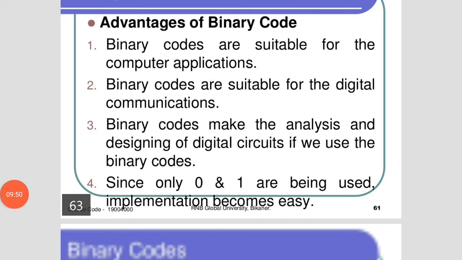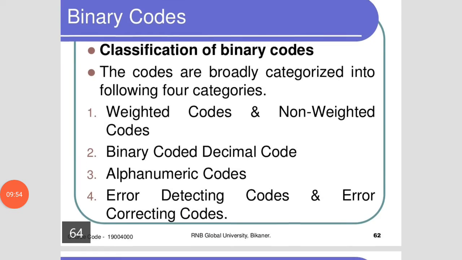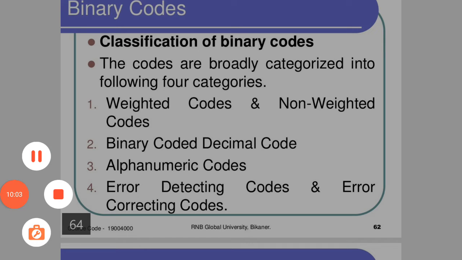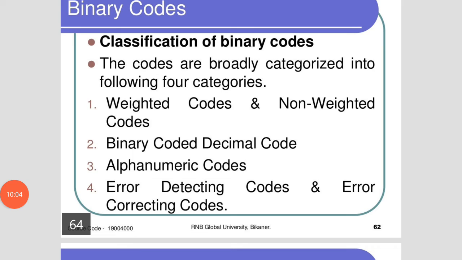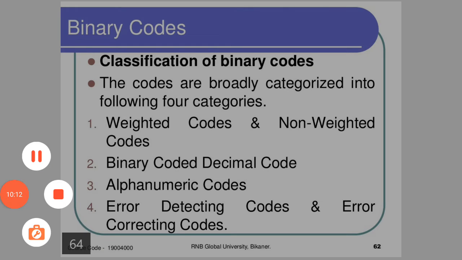After that, we see the classification of binary code. The codes are broadly categorized into the following 4 categories. First is weighted code and non-weighted code. Second is binary coded decimal code. Third is alphanumeric codes. And fourth is error detection codes and error correcting codes.